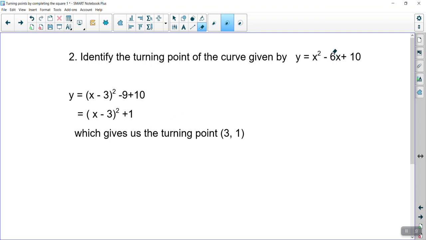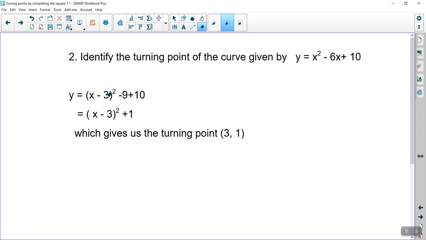So for this, again, take a look. X squared minus 6x. Okay, so the middle term is 6 divided by 2, we would get 3, and retain the sign here. So you would have x minus 3, because 6 divided by 2. So x minus 3 whole squared. Now 3 whole squared is 9.